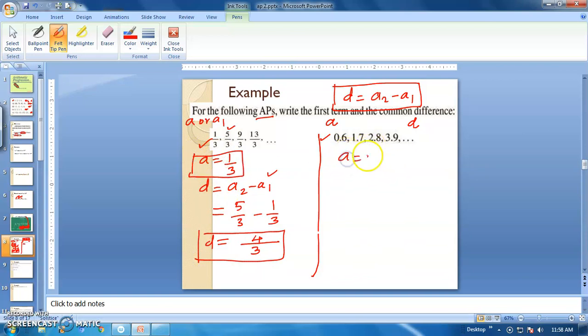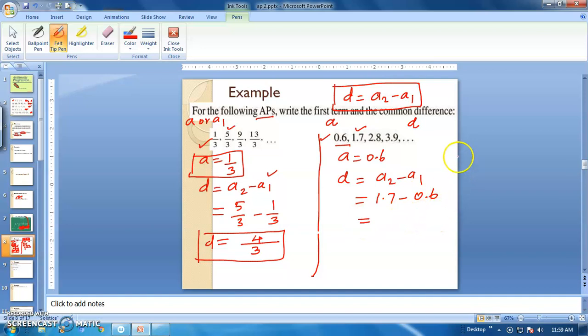What is the first term? A equal to 0.6. And how can you find the common difference? D equal to A2 minus A1, that is the formula. What is A2? This is the second term, A2, so 1.7 minus A1. What is A1? A1 is nothing but 0.6, the first term. So minus 0.6.